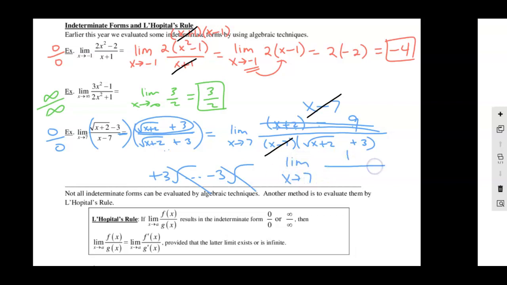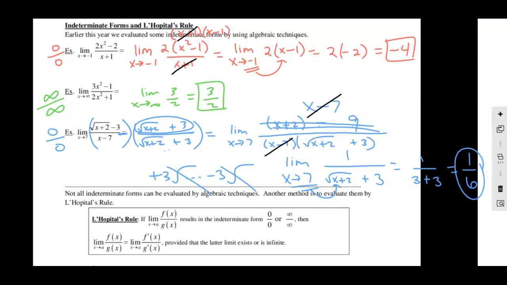Now it reduces and you have a 1 on the top, and I still have the root of x plus 2 plus 3 on the bottom. And then once you've used that conjugate, once you've simplified it and you've reduced it, then we could direct evaluate. So now I would take the 7, plug it in for x. 7 plus 2 is 9, square root of 9 is 3. So you'd have 1 over 3 plus 3. So we would get that this answer is 1/6.